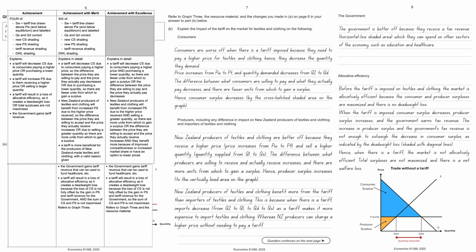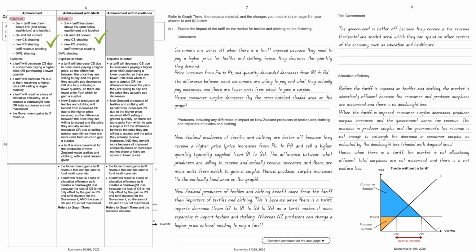Let's have a look at the marking schedule to compare our answer and see what you need to do to get the grade that you want. So for part A, it says that to get achieved, it's okay to make a couple of mistakes. So there were 6 things that you had to do, and if you only did 4 of them, then you get achieved, and if you do all 6, then you get merit. So that was labelling the correct QS, QD, correct consumer surplus, correct producer surplus, correct tariff revenue, and then correct deadweight loss. So we did all that, so that's good.